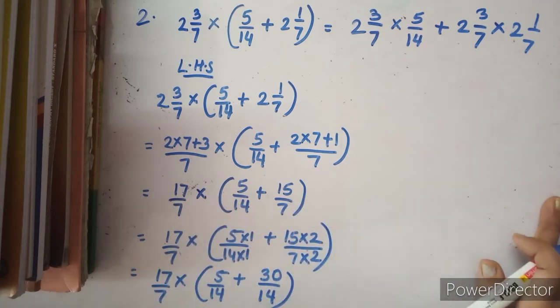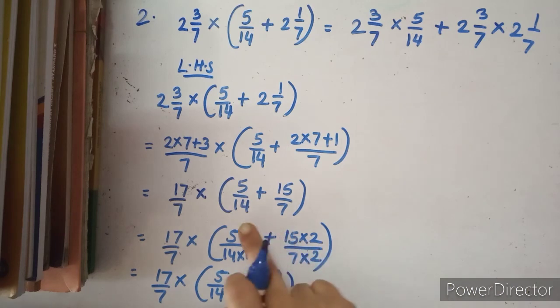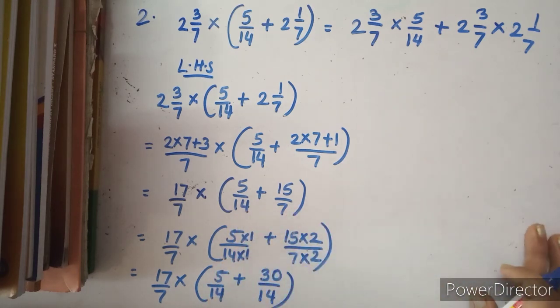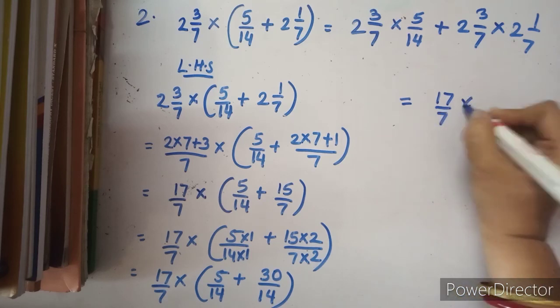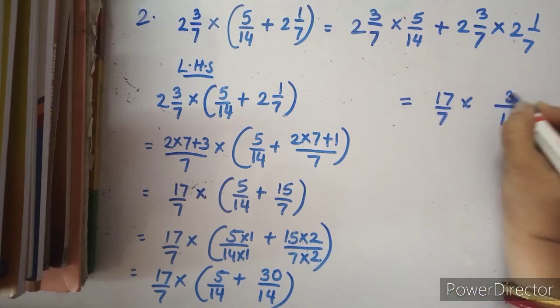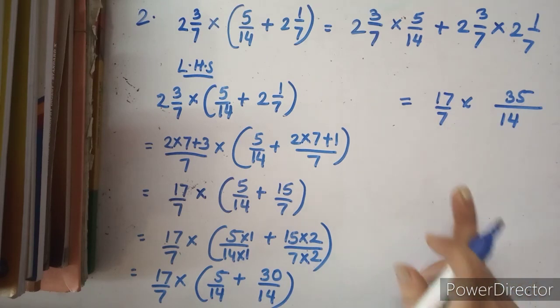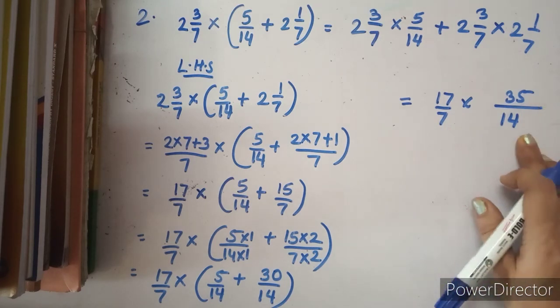देन आई एम सॉल्विंग द ब्रैकेट. सो हियर यू हैव अगेन 14 and 7 as denominator, so this gives you the LCM as 14. So you have to go for the LCM. So here you have 14, make the two numbers like numbers. So I have made the two numbers like numbers over here. Then the next step is 17 upon 7 multiplied by 14, then 35. Okay, so you have 17 upon 7 into 35 upon 14.